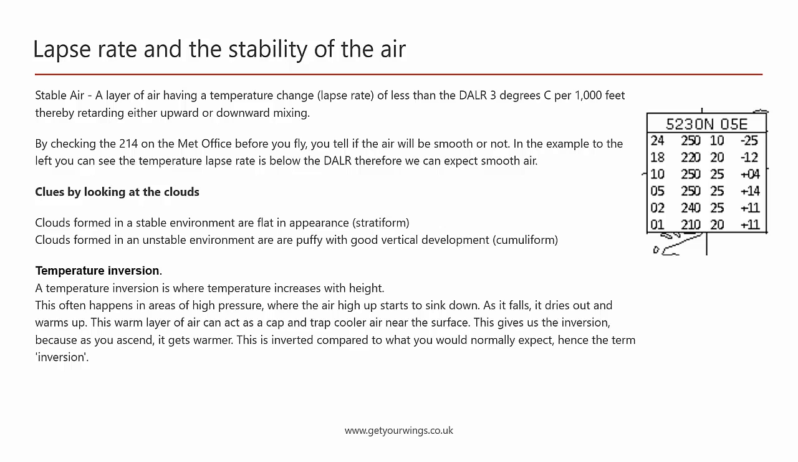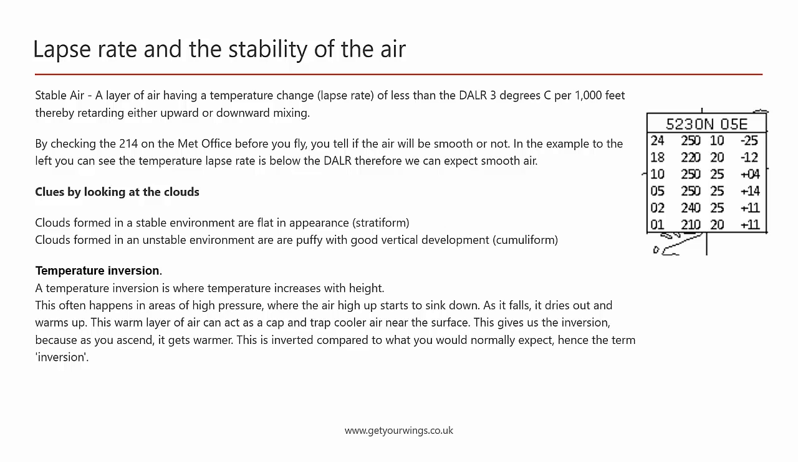By checking the 214 on the Met Office before we fly, we can ascertain whether the temperature difference in the altitudes at which we intend to fly will be less than the dry adiabatic lapse rate and therefore stable air, or more than the dry adiabatic lapse rate and therefore unstable air. We can also look at other clues. If we look at the clouds, if they are flat, then they have been formed in a stable environment and are known as stratiform. If the clouds have been formed in an unstable environment, they are often puffy with good vertical development, known as cumuliform.